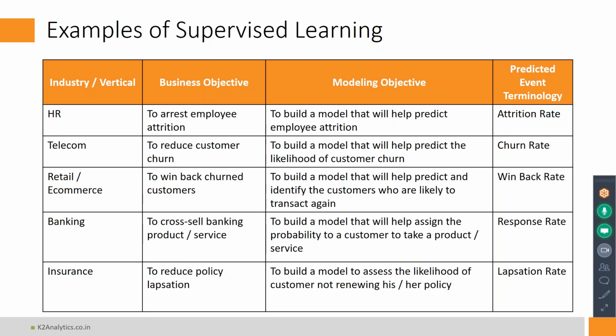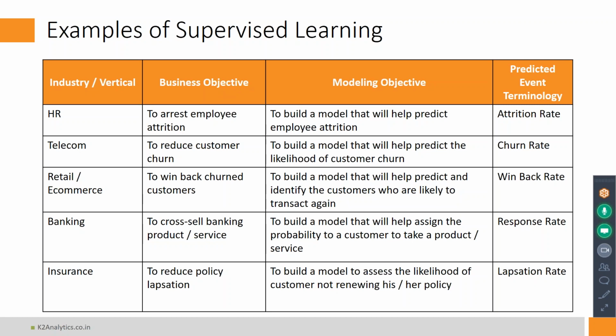Policy lapsation is a major challenge. Can I find from my data what kind of policy the customer has taken, which agent has sold it, what is the insurance amount, what is the payment frequency, what is the insured amount, and so forth? Can I predict which policy will lapse and which policy will not lapse? It is quite possible. So there we require a model to predict lapsation.